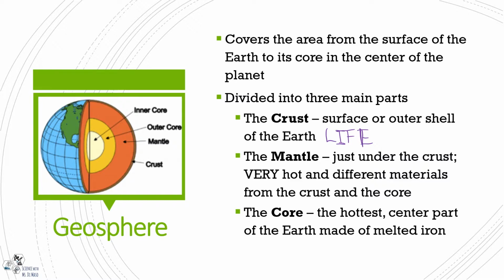Inside the mantle is the core. It's mostly made of molten or melted iron, and it is the hottest part of the Earth, located right in the center. You'll often see it divided into an inner core and outer core, but we'll get into that later in another unit. You don't need to know that part here. Just know that the core is the center of the Earth.